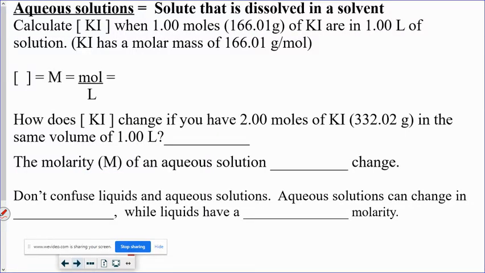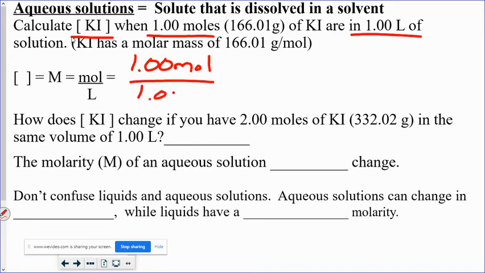Now we're talking about aqueous solutions. And these are solutions that are salts usually dissolved in water. So they have a metal and a non-metal, usually dissolved in water. It says calculate the molarity of potassium iodide when 1.00 moles of potassium iodide are in 1.00 liters of solution. So the molarity is moles divided by liters, so 1.00 moles divided by 1.00 liters, and that gives me 1.00 molar potassium iodide solution.